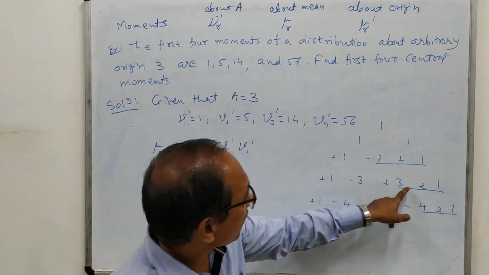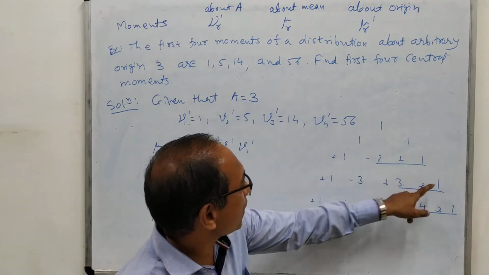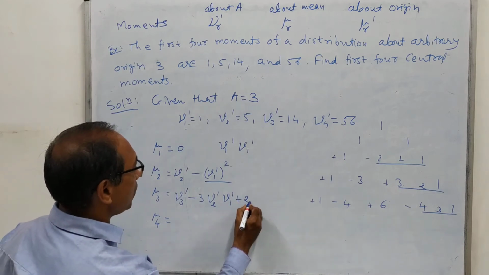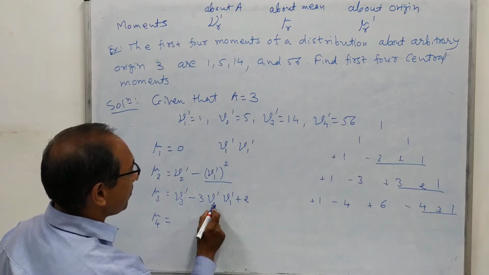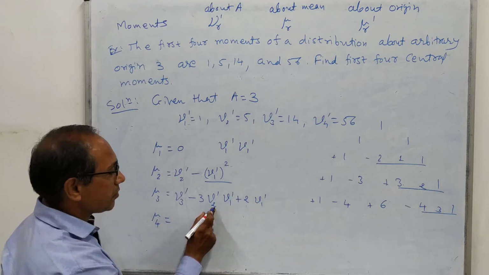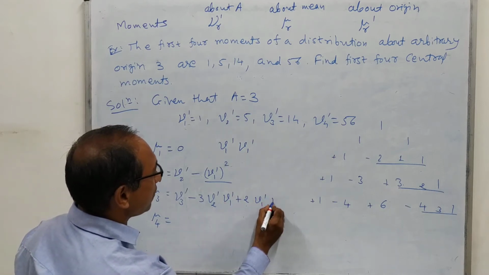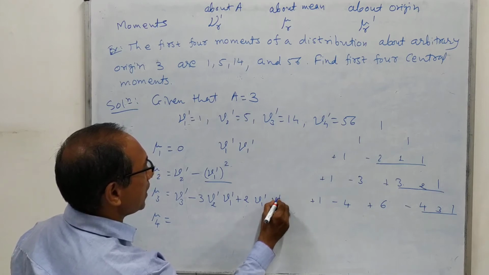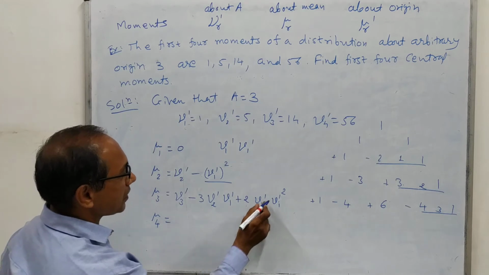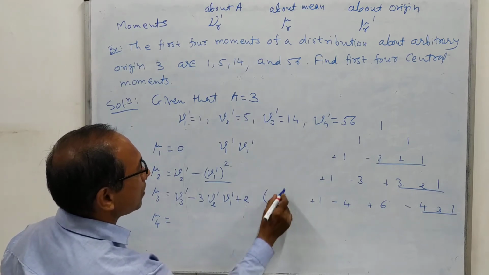Then we go for this number. 3 minus 1. That is 2. And plus sign is there. So plus 2. And the power of this one is decreasing. That means mu 1 dash. And here is mu 1 dash square. Its power is increasing 1 by 1. And this is nothing but mu 1 dash whole cube. You can see.